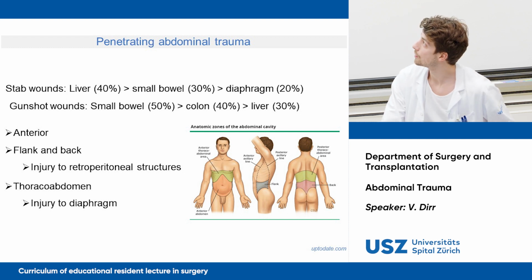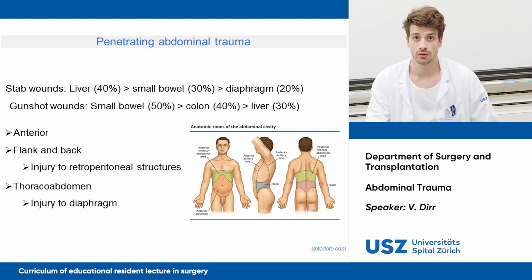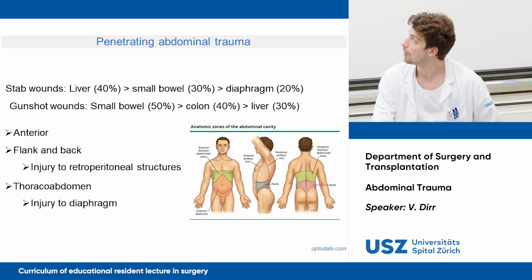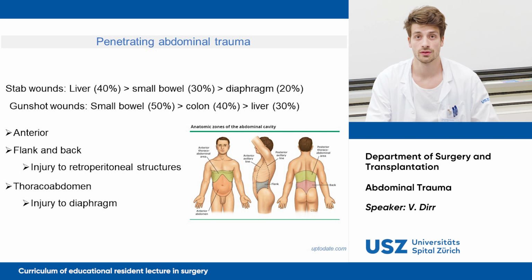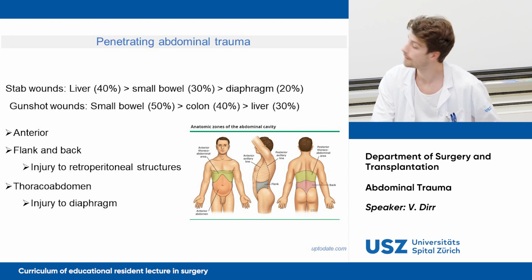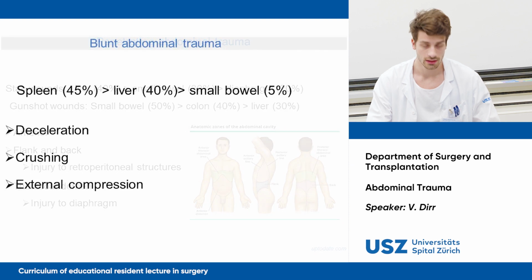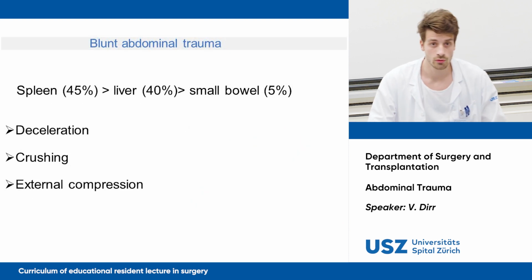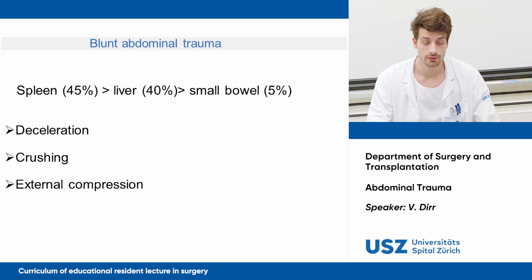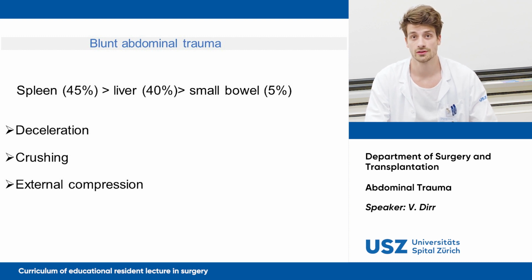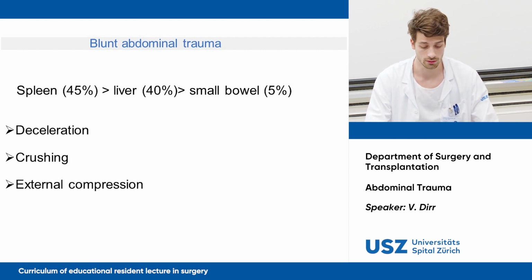They can be divided into anterior, flank, and back. In these cases, we have injury to retroperitoneal structures, or the thoracoabdomen, where injuries to diaphragm might occur. In case of blunt abdominal trauma, the most frequent organ injuries are the spleen, then the liver. In the minority of the cases, we can see injuries to the small bowel.